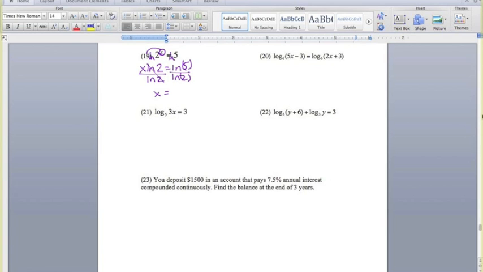And we get about 2.3. We could check that answer, bring it back to the original, and make sure that 2 to the 2.3 is 5. Kind of makes sense because 2 squared would be 4, so we'd expect our answer to be a little bit bigger than that.